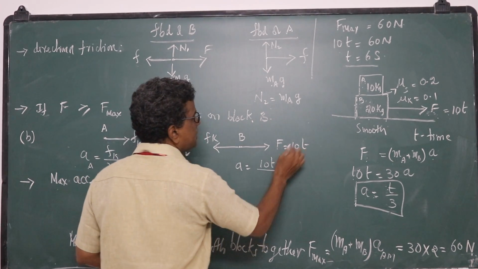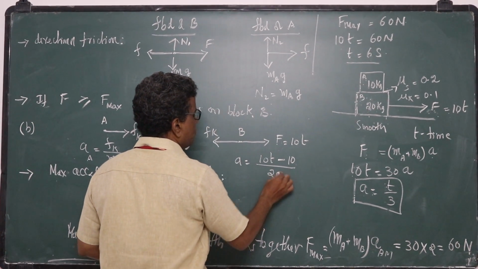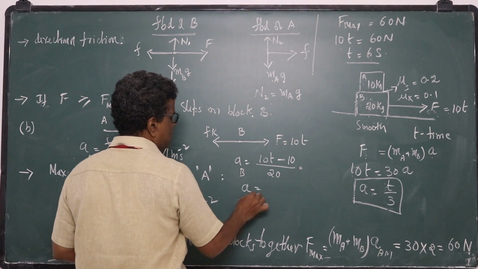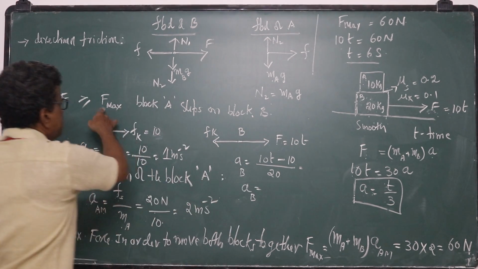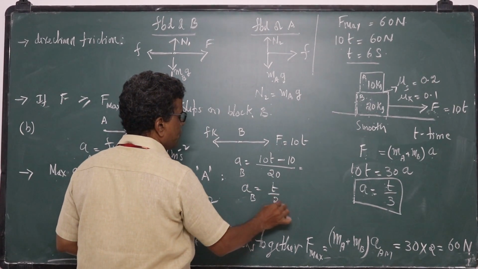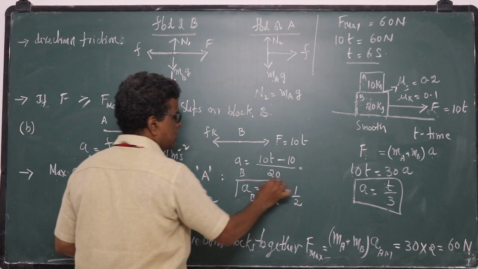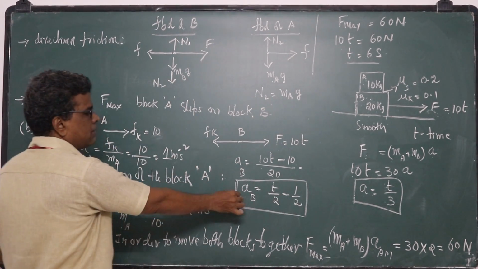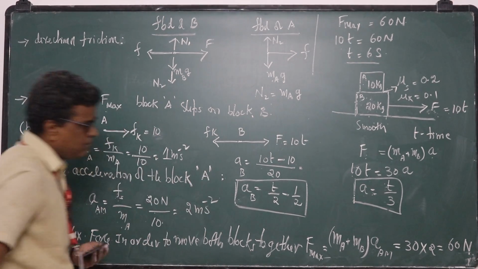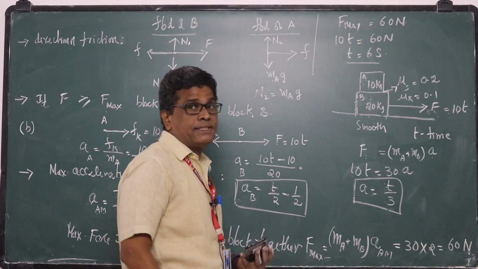10 by what is its mass? Mass is 20. The acceleration of block B, when F exceeds this maximum value, is t by 2 minus 1 by 2. So this is the acceleration of block B if F exceeds this F maximum value. Both blocks detach and move separately.